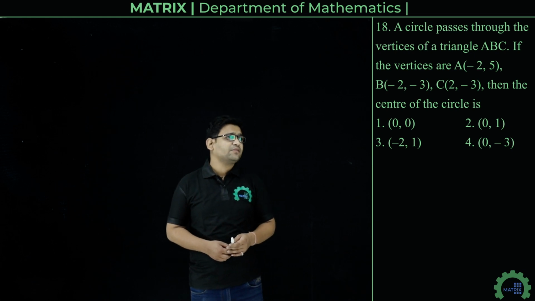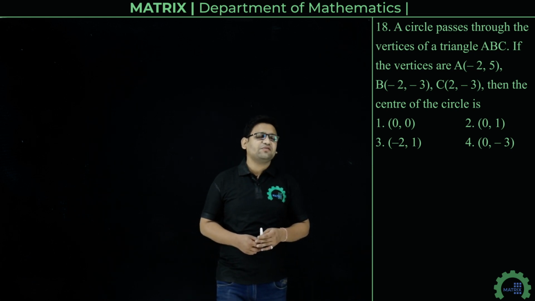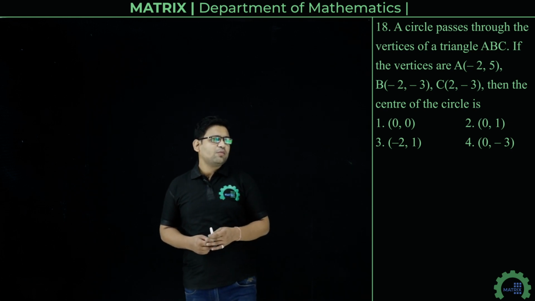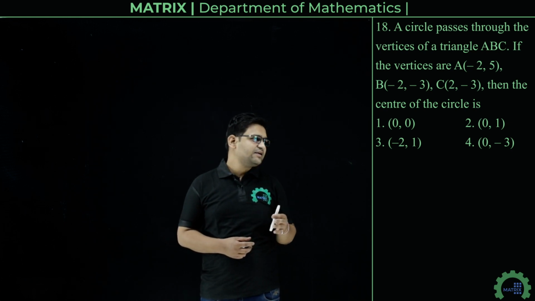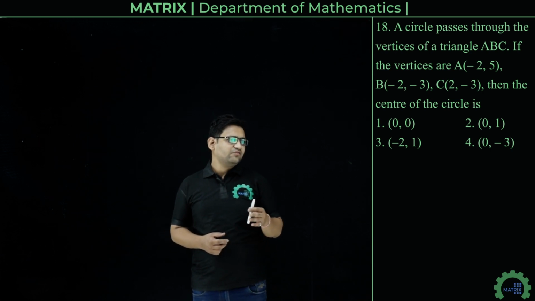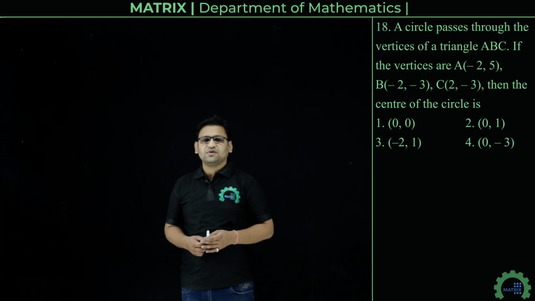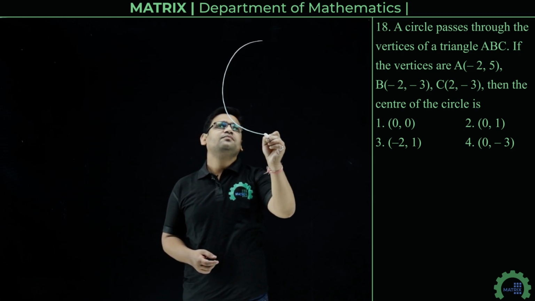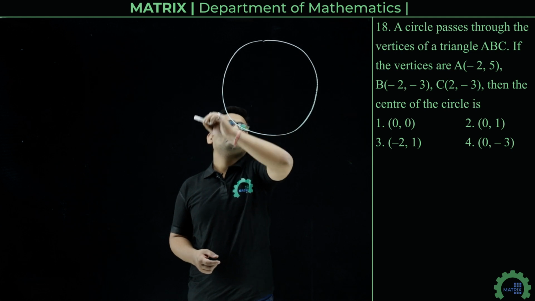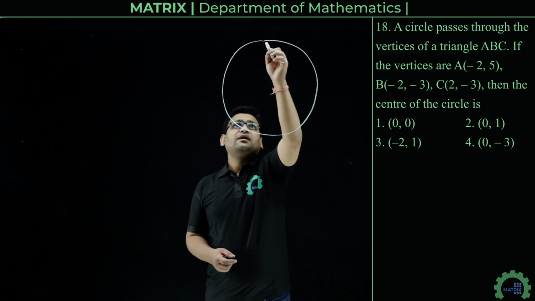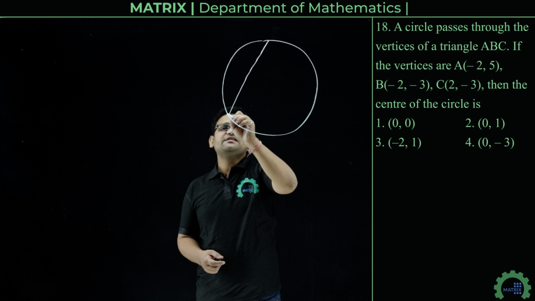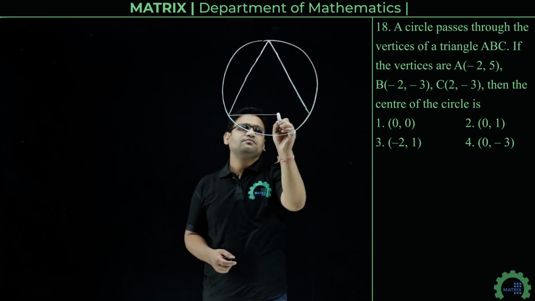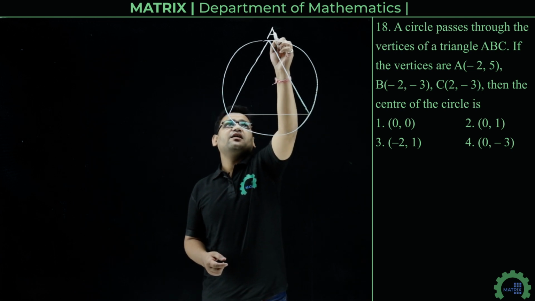Next question is, a circle passes through the vertices of a triangle ABC. If the vertices of the triangle are A(minus 2, 5), B(minus 2, minus 3) and C(2, minus 3), then we need to find the center of the circle. So first of all we will draw a circle, and a triangle ABC whose vertices lie on this circle.